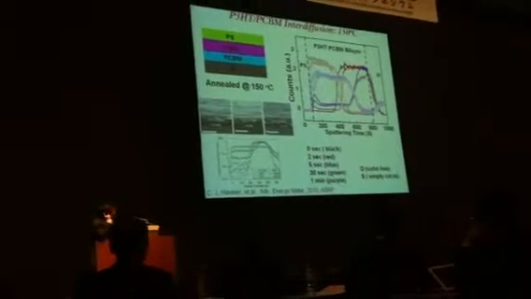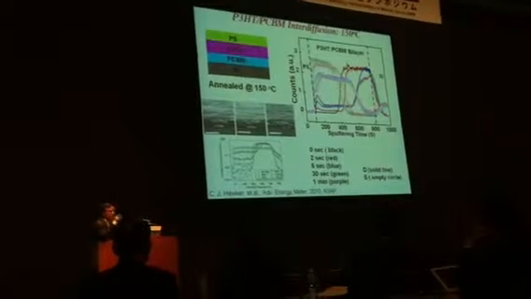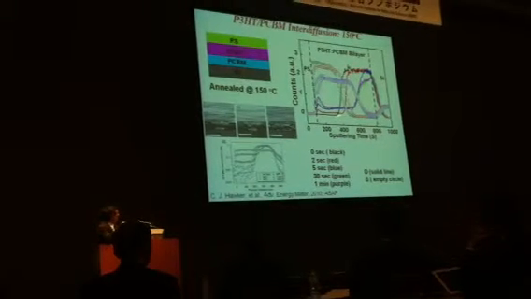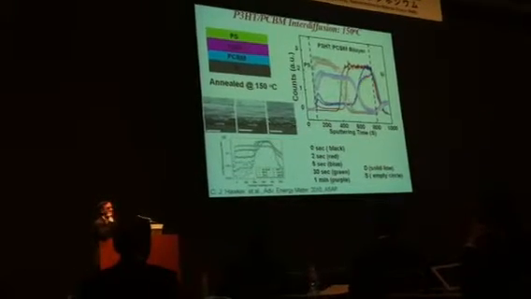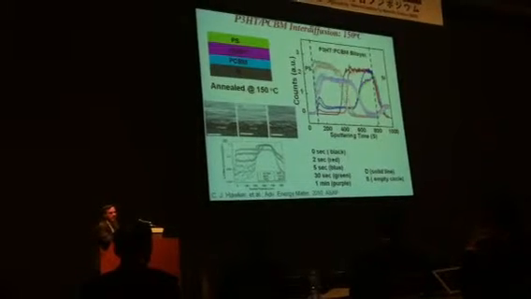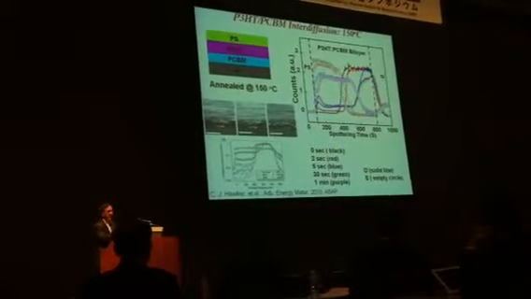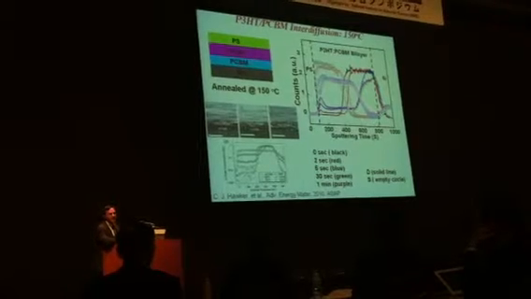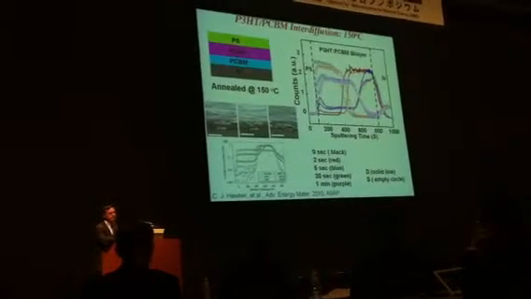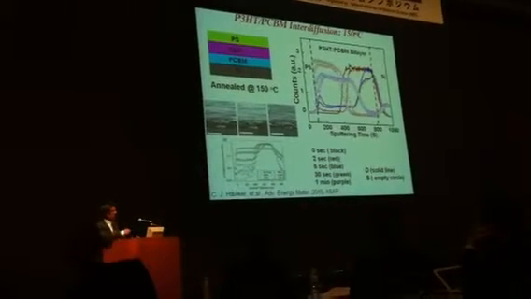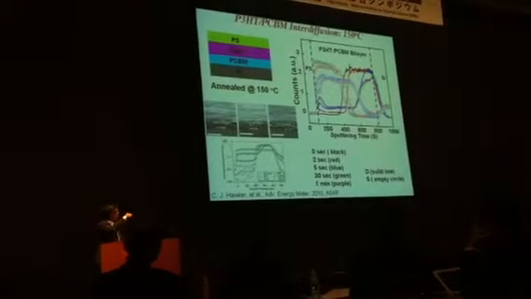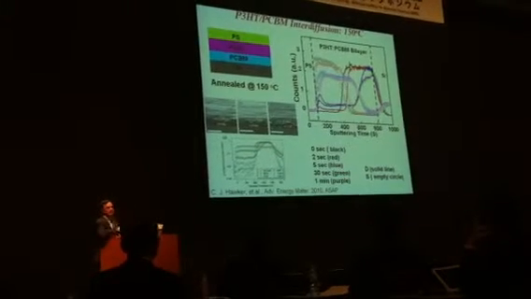After 2 seconds of annealing, we find that the PCBM has penetrated all the way through the P3HT layer. It's a really fast diffusion process. In addition to that, it's not classic Fickian diffusion. The concentration profile remains constant, and then it jumps, all right?